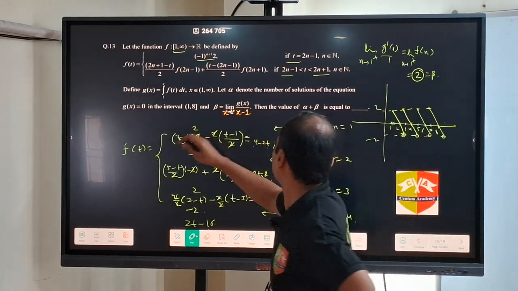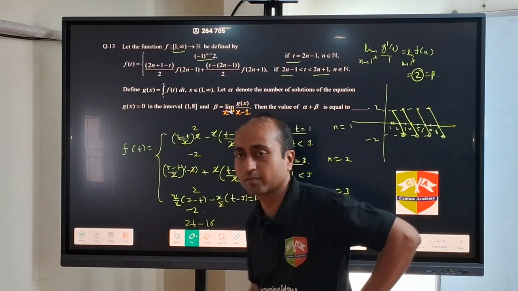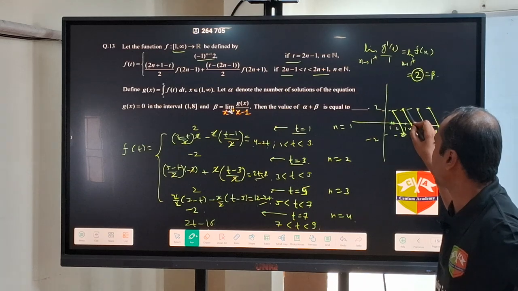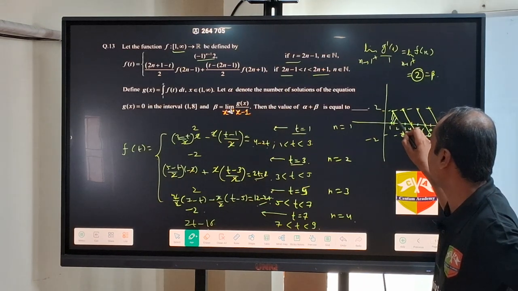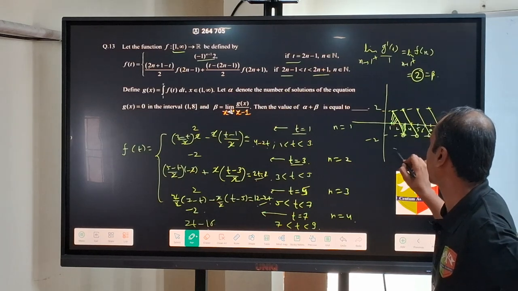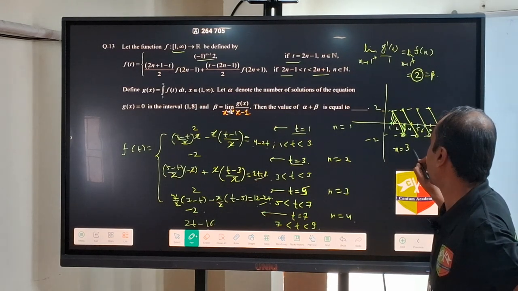Now, alpha is slightly tricky. Number of solutions of equation g(x) equals 0 in (1, 8). When does this integral become 0? So, you see, this is very much symmetric. So far, we have positive area, then we have negative area, and they are balanced. So, they will become 0 when x equals 3. When x equals 3, area will become 0.